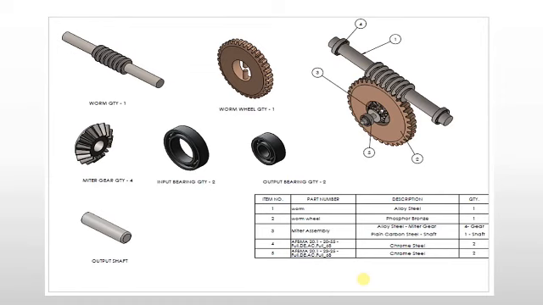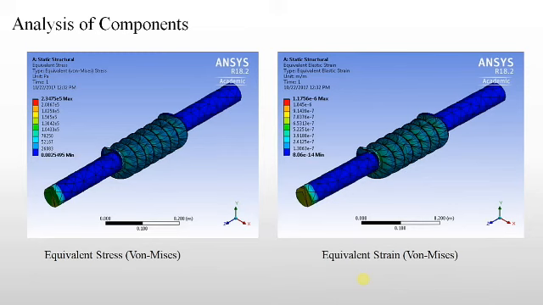shown here. Analysis of critical components. The following are the critical components. First one is the worm. The figure to the left indicates stress analysis. The figure to the right indicates strain analysis.